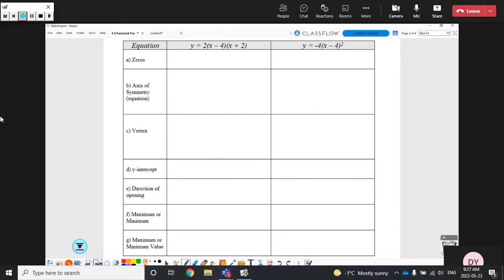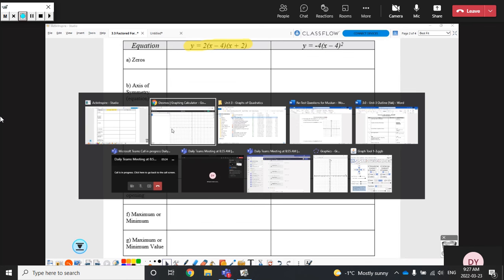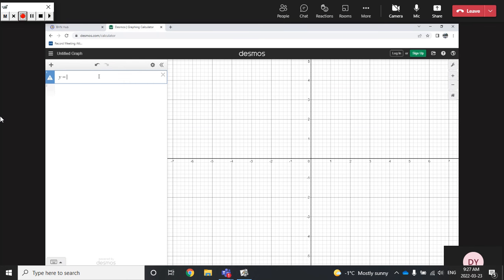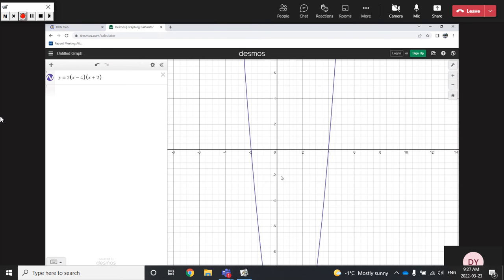So I'm going to hop over to Desmos, and I'm going to type in this quadratic, this first one here. I'm going to highlight it in yellow. So can someone maybe read this to me? We got y equals 2 bracket, close bracket. Yeah. Bracket again, x plus 2. Okay, lovely. So here we are. This is what it looks like.